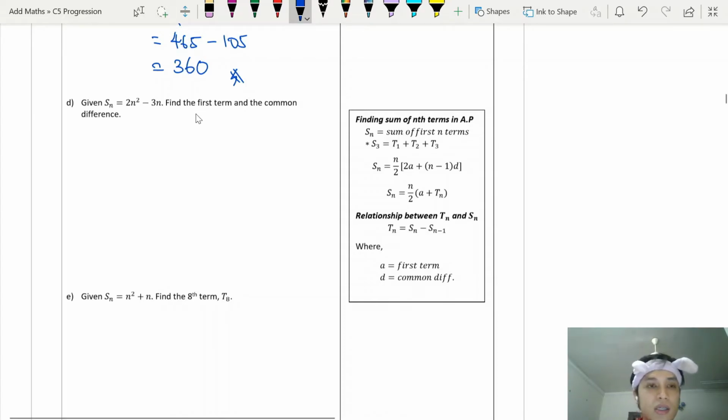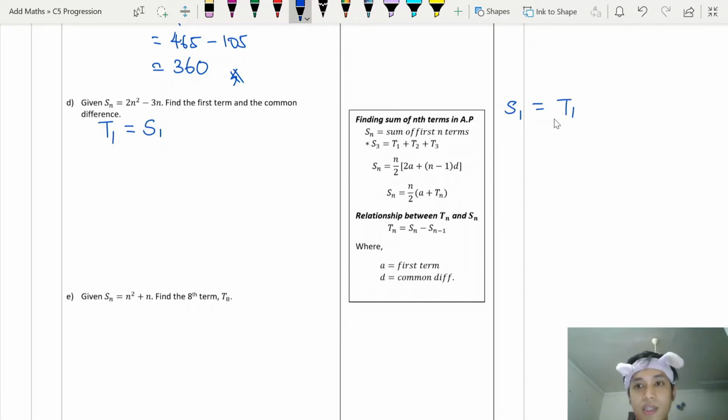First thing, a very important thing that you need to know: the first term, meaning your T1, will always equal S1. This is important, because if we say the sum of the first term, meaning I only have one term, then technically the first term is also equal to the sum of the first term. Sounds stupid, right? But yes, correct, because you only have one term here.